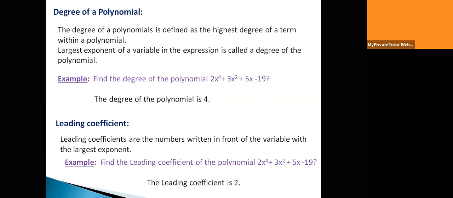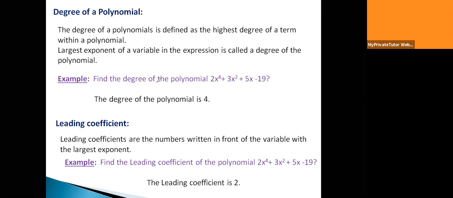The polynomials based on the degree. What do you mean by a degree? A degree is nothing but an exponent. Sorry. So we are going to classify the polynomials using the degree. We are always going to check the highest degree. So let's have an example there.